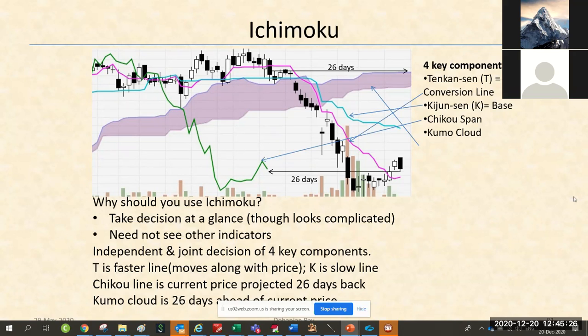Okay, thank you. So, first of all, Ichimoku is a signal which Japanese tell that you do not have to look into any other technical analysis signals. The Ichimoku itself is sufficient. So that is one of the strongest points of Ichimoku.